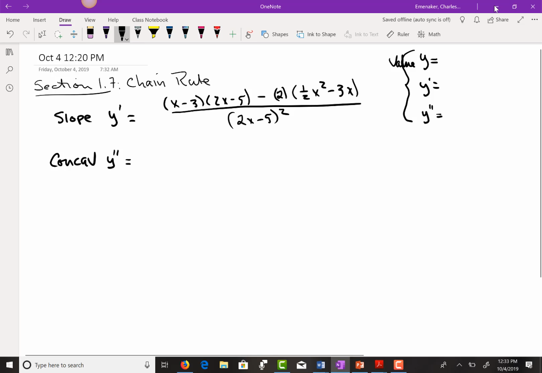Does it say next to the second derivative? I'm sorry. Concavity, concave. Yeah. Okay. So be aware that that's the direction we're heading.